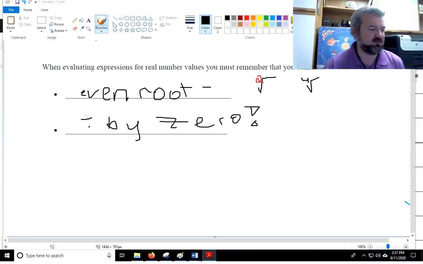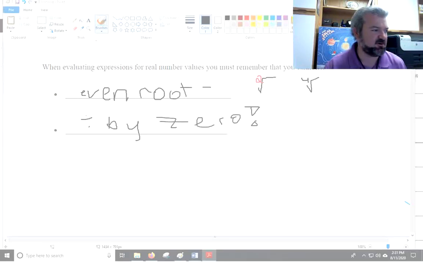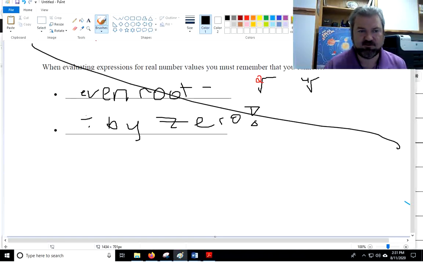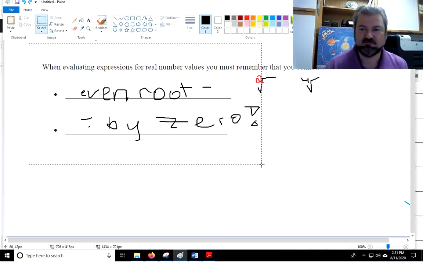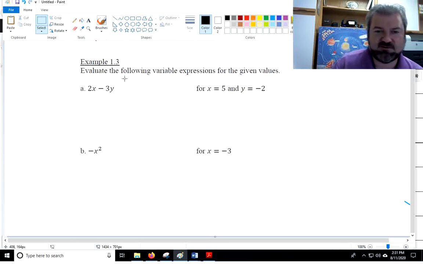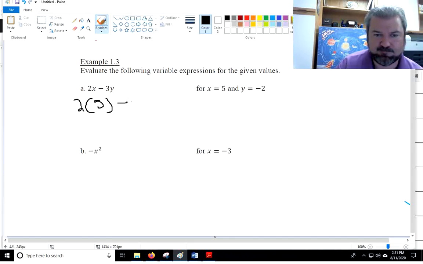All right, let's take a look at another example problem. This time, finally, we're going to put some letters back in math. You knew it was coming, right? We're going to evaluate the following variable expressions for the given values. 2x minus 3y. Well, this is really just a matter of replacing the x with what x is equal to. X is equal to 5, so I just put a 5 right there. And a negative 2 right there.